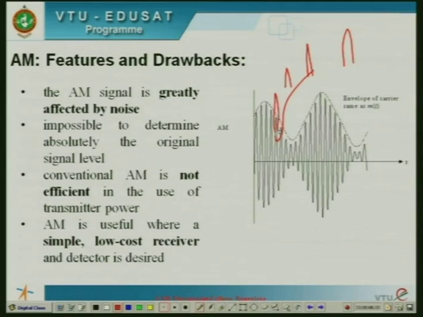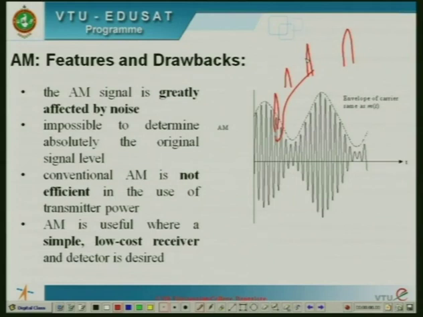So if your channel consists of noise, and if the noise frequency is exactly matching the carrier frequency, what happens? There is an addition happening. The noise gets added onto your AM signal. When the noise gets added onto your AM signal, because the noise frequency is exactly matching the carrier frequency, you find that there is an increase in the signal strength here.